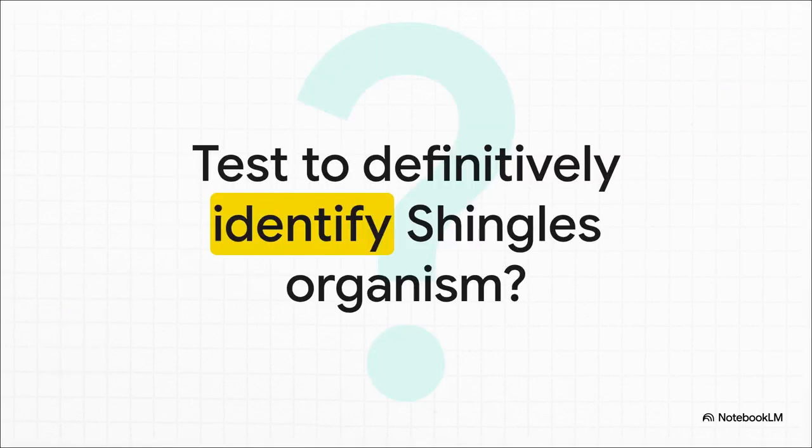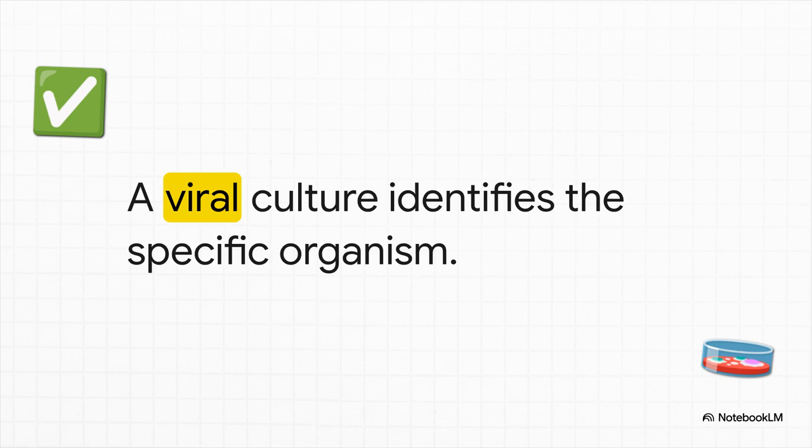Last question. Let's bring it home. Which diagnostic test is used to definitively identify the organism causing herpes zoster, also known as shingles? A. Tzanck smear. B. Diascopy. C. Viral culture. Or D. Wood's light examination. Watch out for the trick here. The answer is C, viral culture. A viral culture actually identifies this specific organism, while a Tzanck smear just tells you there's a general herpes infection floating around.